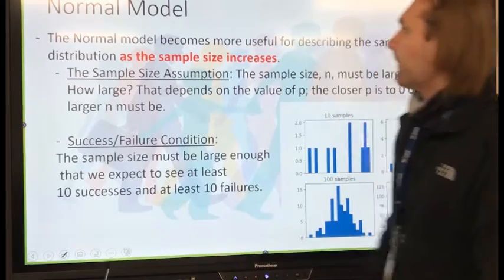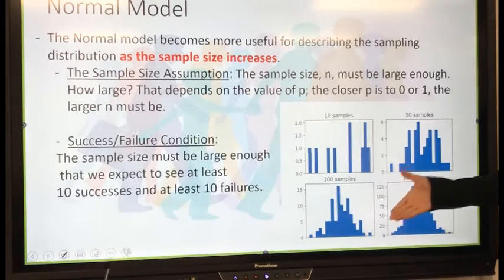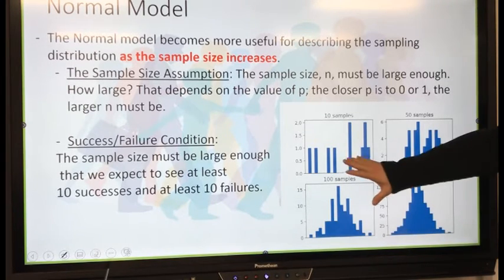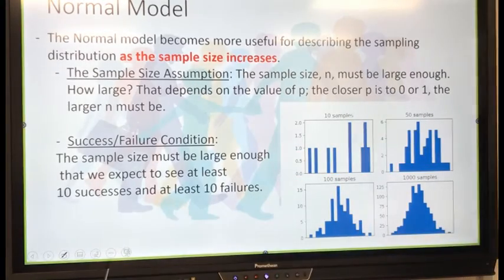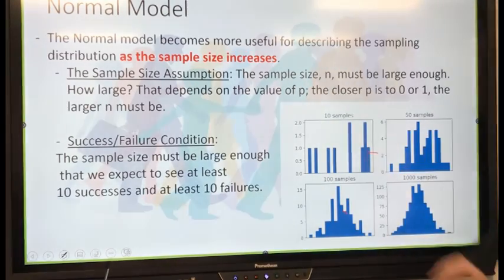Also, the normal model becomes more useful for describing the sampling distribution as the sample size increases. So as you see here, 10 samples, 50, 100. Notice how the more samples I have, the more it's starting to look like a normal model. So the sample size n must be large enough. How large? Depends on the value of p. The closer p is to 0 or 1, the larger n must be. And we saw this last time, the success/failure condition. The sample size must be large enough to expect at least 10 successes and at least 10 failures. So here's how you can represent a sampling distribution with a normal model. It must meet all of these conditions.